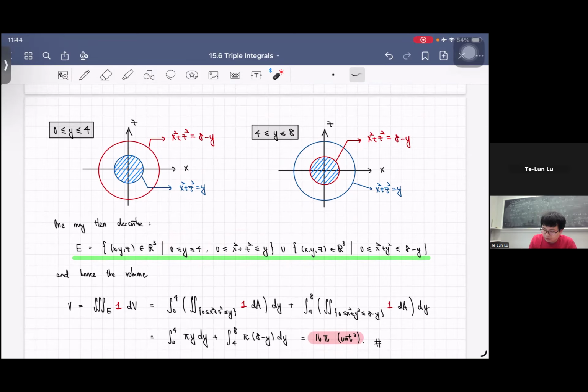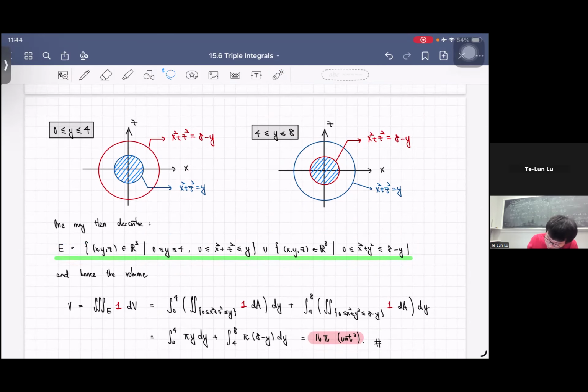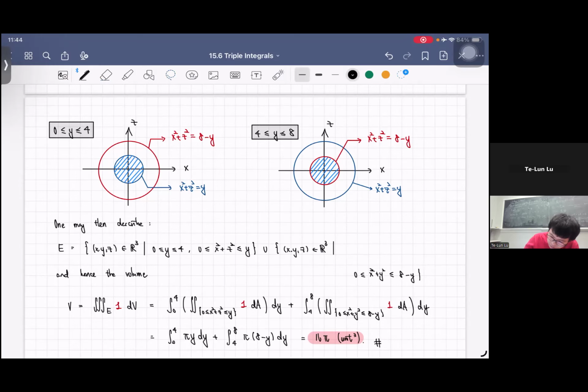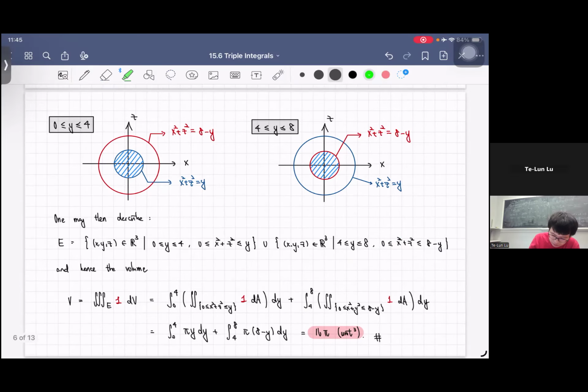The second part is when, sorry, I didn't write this correctly. There should be an extra condition. So as I mentioned, the second part is when the height is larger than 4, and the condition for x and z is x squared plus z squared less or equal to 8 minus y. Okay, so the upper part and the lower part. And now we can do the integration.